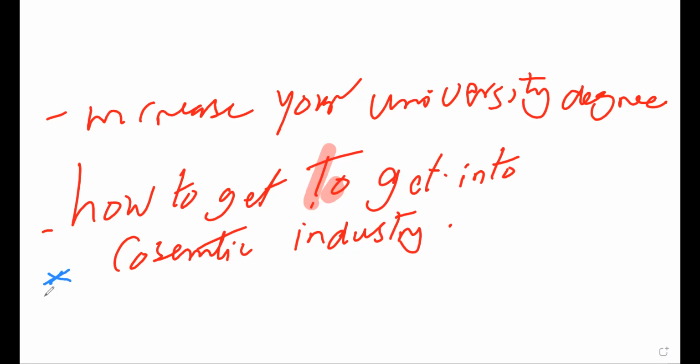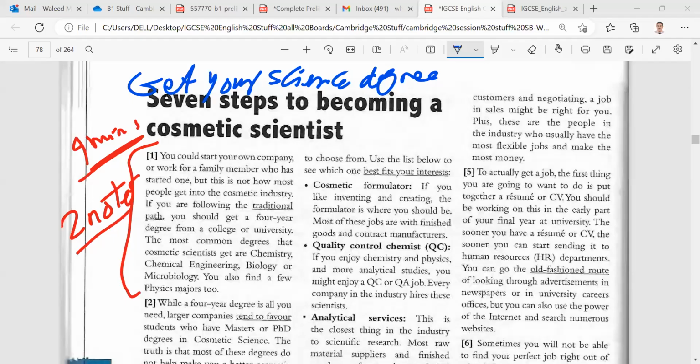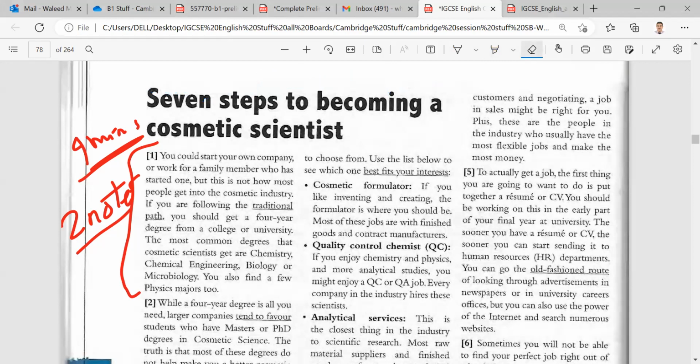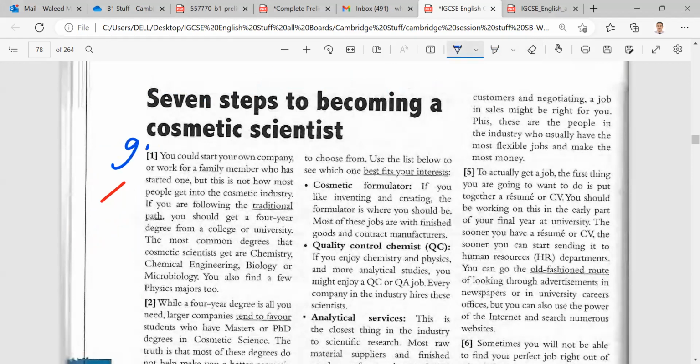Actually, both of you misunderstand the question. Okay, so no problem. Let's do it together here. What is the title again? Get your science degree. This is the title. Let me write it for you. Get your science degree. Okay, what is the relevant information to this title?